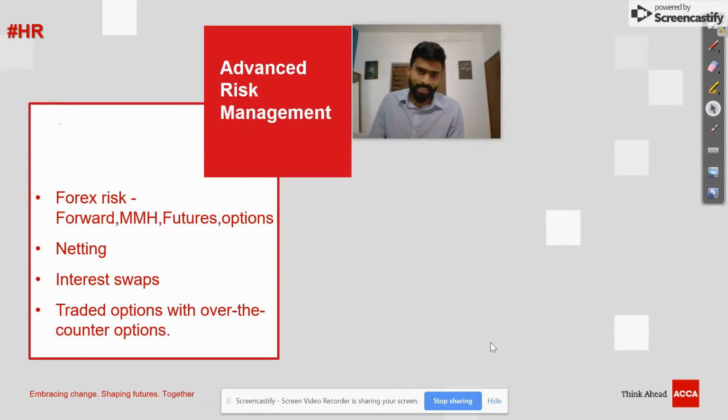When we look at the next final part, risk management, this time there's a high chance of forex risk management being tested. A classic question contains: you have to consider the best method of hedging, whether you go with forward or money market hedge, futures or options on futures. The forward and money market hedges are the very basics that were already tested in F9. That's very easy.